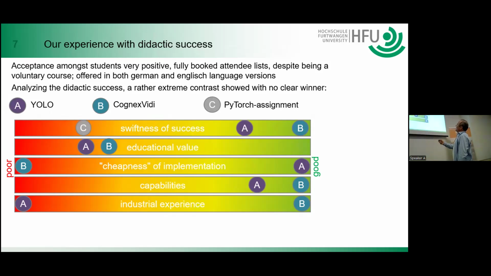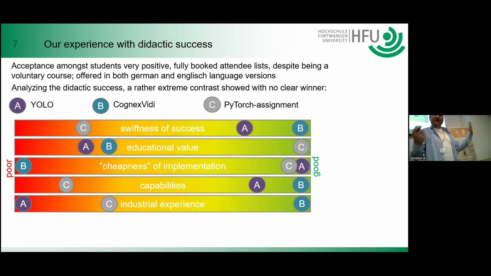Compare that to our experience with our PyTorch assignment. Now, Swift is a success. It's a bit of work to actually get this functional and to make students understand how this code is structured, so the education value is great. It's very cheap. Capabilities, of course, are extremely limited. So it's not quite clear. It's a confusing image. There's no clear win in all of this.